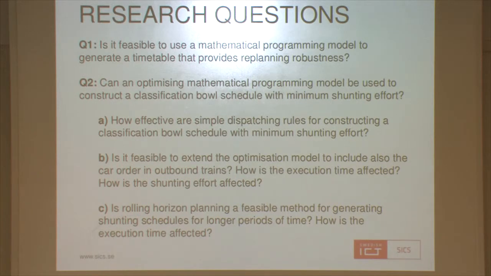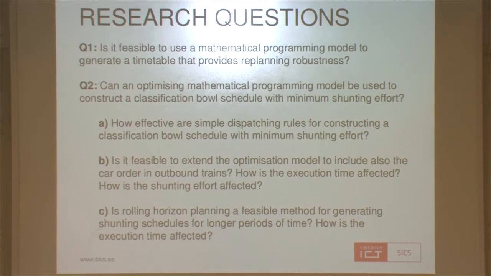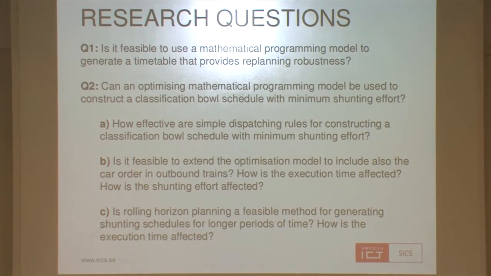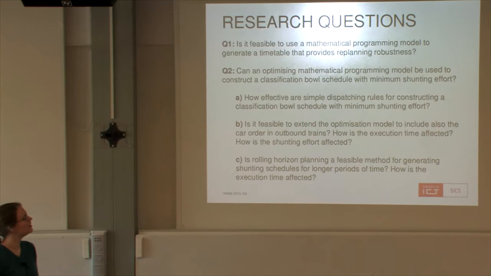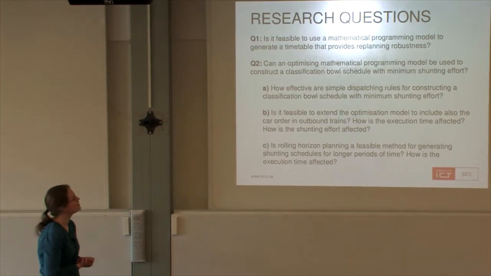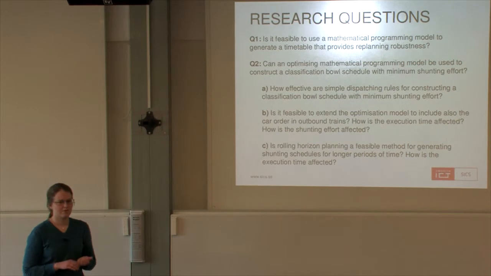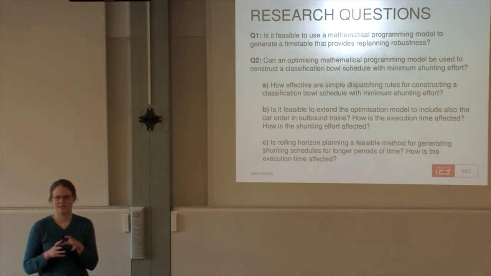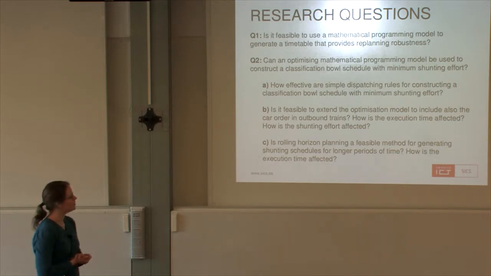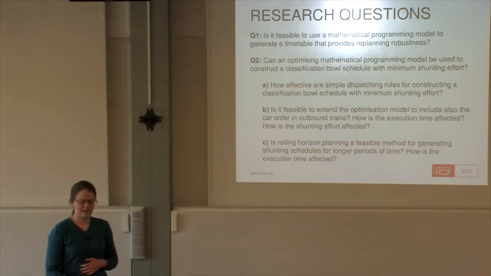The first question is: is it feasible to use a mathematical programming model to generate a timetable that provides replanning robustness? I'm going to talk a little bit more about that in a while. Question 2 is about shunting instead. Can an optimizing mathematical programming model be used to construct a classifiable schedule with minimum shunting effort? Then there are 3 sub-questions. The first one is about whether we can use simple rules instead. The second one, B, is about whether we can also include the car order in the outbound trains in our models. And number 3 is about whether we can use rolling horizon planning and how the execution times and also the shunting effort are affected.